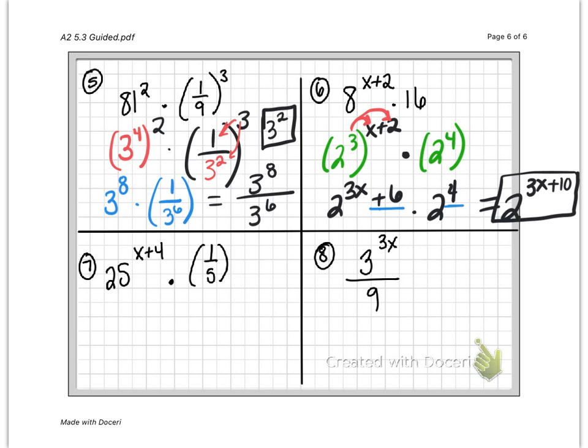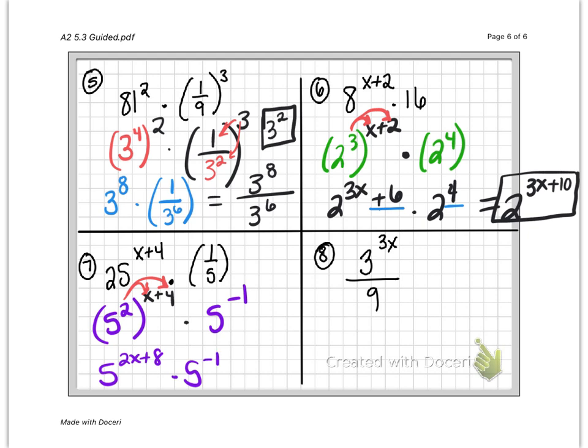Okay, number 7, what should my base be? 5. So I'm going to rewrite 25 as 5 squared to the x plus 4. And then I'm going to rewrite 1 over 5 as 5 to the negative 1. I'm going to bring it up, because that's the same thing, right? 1/5 is the same as 5 to the negative 1. Distribute. So I get 5 to the 2x plus 8, times 5 to the negative 1.